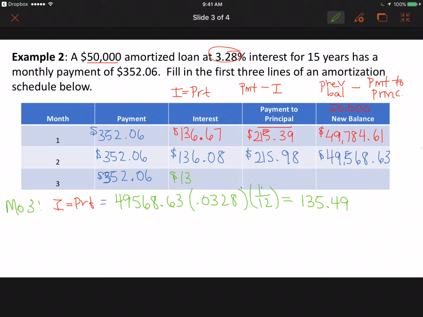So again, interest is going down, 135.49. Our payment to principal is going to be 352.06 minus this 135.49. That's 216.57.